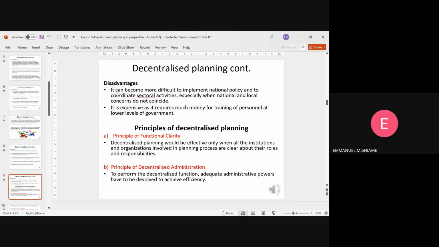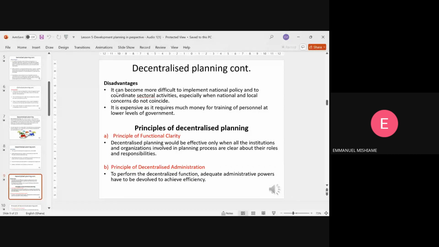Now, certain disadvantages include that it becomes more difficult to implement national policy and to coordinate sectoral activities, especially when national and local concerns do not coincide. So in situations where the local people want a classroom facility for their children, but the government, because they are politically elected, because they promised in their manifesto that, oh, we are going to do one village, one dam. Now you see that there begins to become a conflict. We want to do a dam for you, but you want a classroom. Whose view do we listen to? If we don't do the dam, then we've not fulfilled our manifesto. Okay. If we also don't do your school for you, you will not vote for us the next time. So then the problem comes in.